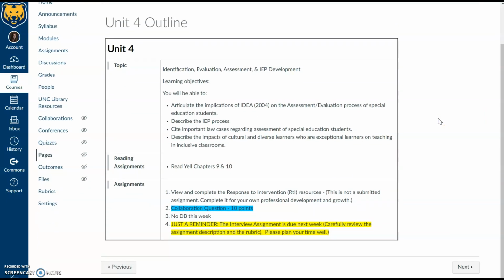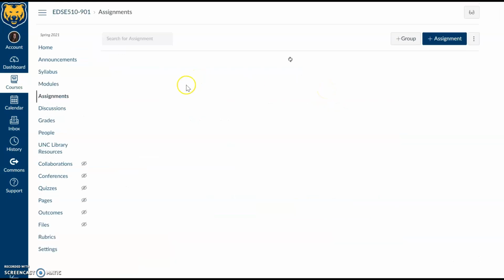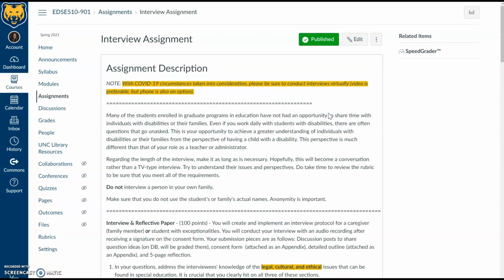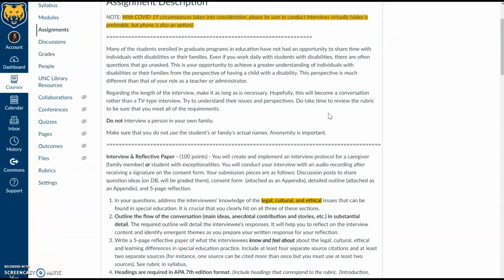So Unit 4, remember the interview assignment is coming up. Thank you all for previously posting your draft questions. The most important thing I would say, just as we talk about the interview assignment, I'll pull it up again here. The most important thing I would say, which is also highlighted here in the assignment description, is please clearly hit upon all three of these areas in your interview.